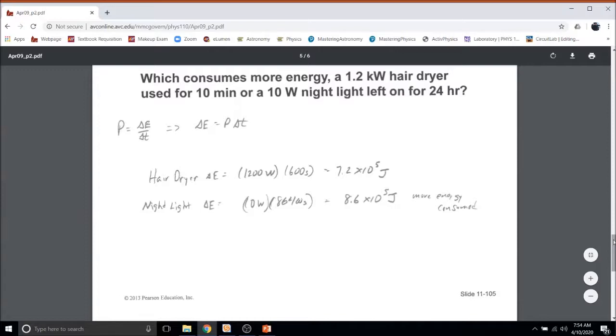a big energy hog. Same thing with vacuums. Vacuums usually pull a lot of power, things like that. So, honestly, if you're trying to save energy here, use your hair dryer for 5 minutes instead of 10 minutes or something like that.